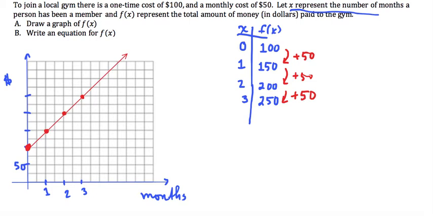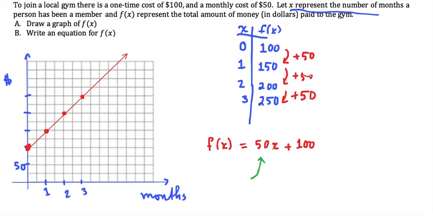Now, so that answers part A. So now let's think about writing the equation for f of x. Well, that shouldn't be too difficult. It's a linear equation, and you can see that it's increasing by 50 at a time per number of months. So it's going to be 50x plus 100, which is the original amount that you paid to join the gym.